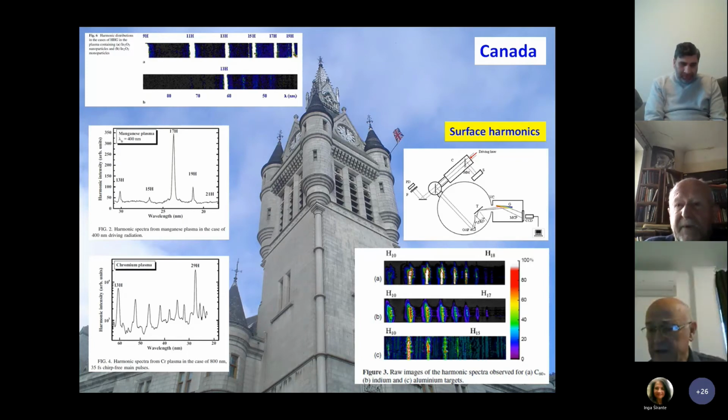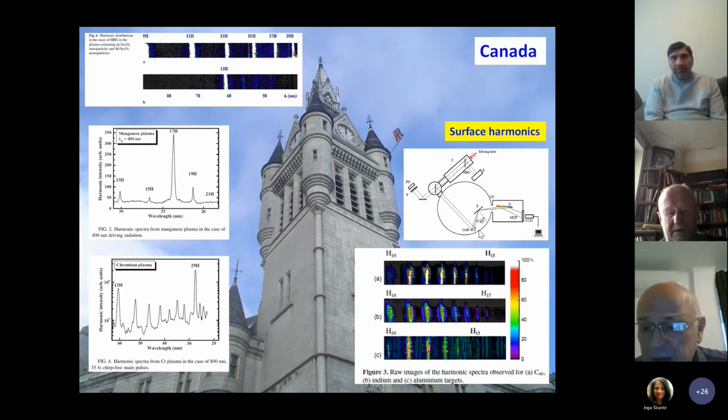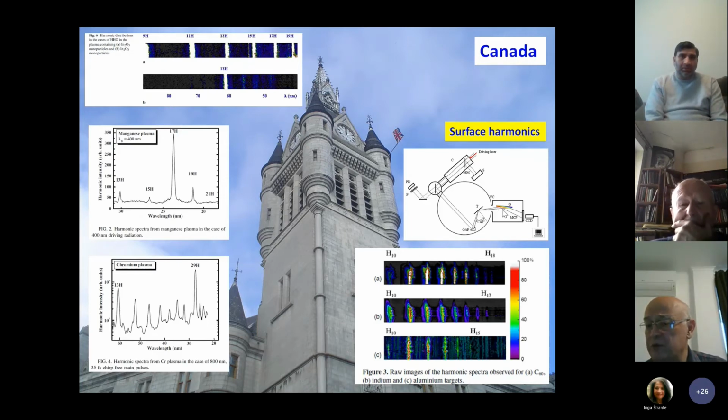When a strong femtosecond beam interacts at some angle, around 45 degrees, with the surface, high-order harmonics, both odd and even, go out in the specular direction. I show here my analysis of those harmonics, between the 10th and 18th orders, from fullerenes and from indium and aluminum plasma. It allowed me to demonstrate the features of those materials in different spectral ranges.